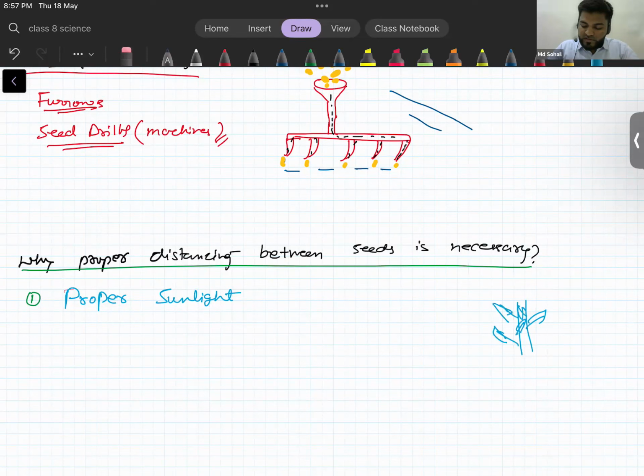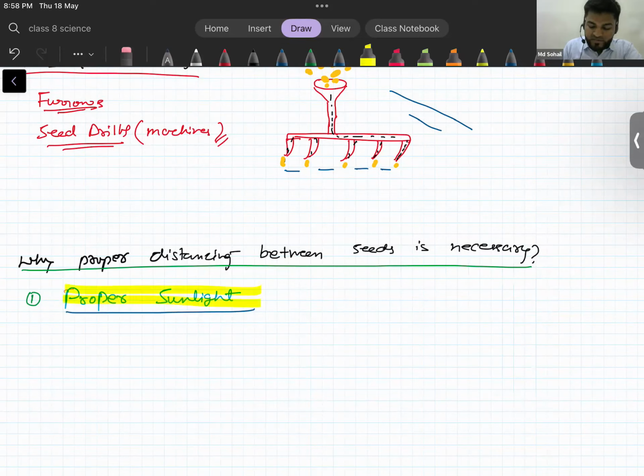If the plants grow very close to each other like this, the plants will not be getting enough sunlight. So they need to be planted at some distance so that they get an equal amount of sunlight. To ensure proper sunlight, we plant them at some distance. Now think of another reason. Think of one more reason here.